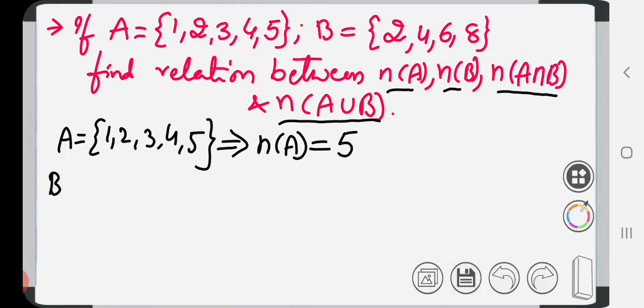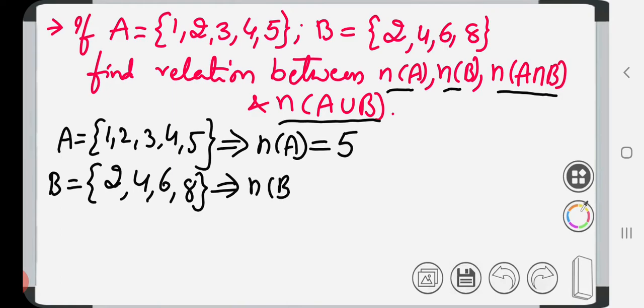And if B is equal to {2, 4, 6, 8}, then we get n(B) is equal to how much? 1, 2, 3, 4. We get 4. And now we have to find A union B.